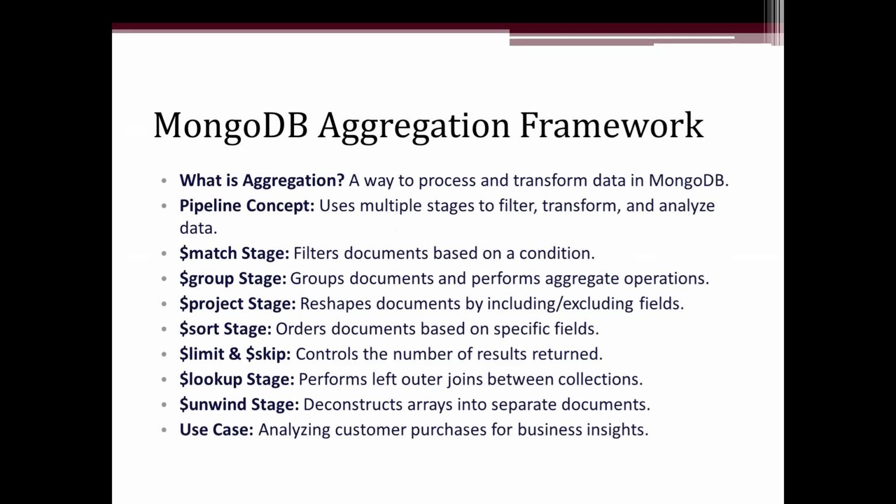MongoDB aggregation framework basically is a way to process and transform data in MongoDB, and it has multiple stages to filter, transform, and analyze data. So these are some of the different kinds of commands that can be used in pipelining. Match stage filters documents based on condition. Group stage groups documents. Project stage reshapes documents, and sort stage orders documents based on specific field, and so on and so forth.